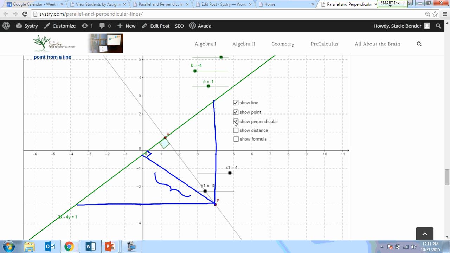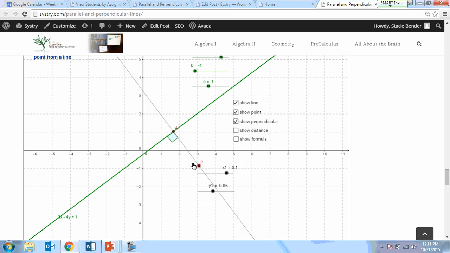But as we show that perpendicular, as I move that point around, let me eliminate my lines now. As I move this point around, notice that the perpendicular moves as well. And when I show the distance here, watch what happens. It's 4.99 right now. I'm at 1.8 there, 1.8 units, and so on. So I can bring this point wherever I want to, and whenever I'm looking for that distance, I'm looking for the perpendicular segment that includes that point. So far, so good? Okay.